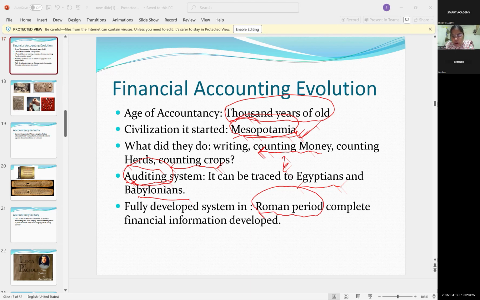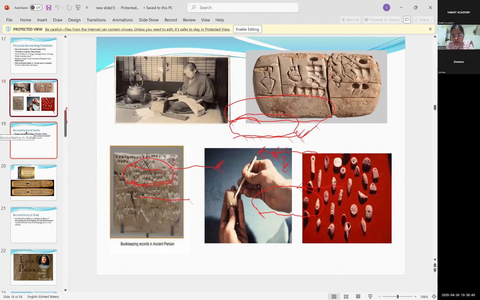Now we said that they counted money, crops and sheep in Mesopotamia. So how did they do it? See this tablet, they used to take one huge rock. They used to put some dots to count how many sheep went into the forest, and when they were coming back, they used to count. Okay, so many sheep came. So these small dots are those only. And next, see how they are putting a mark on the stone. So this is the way of counting.